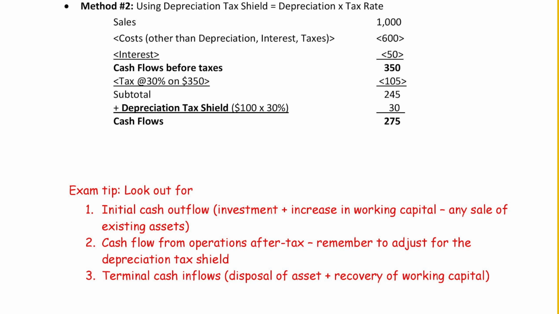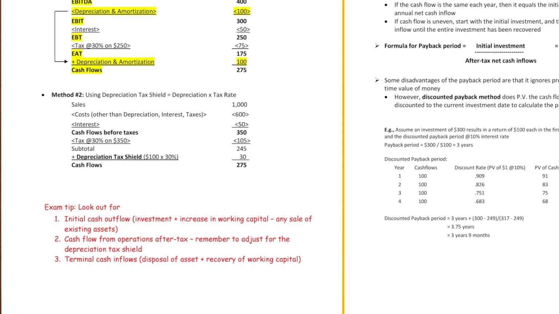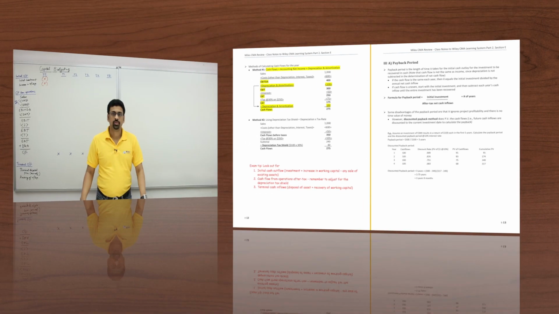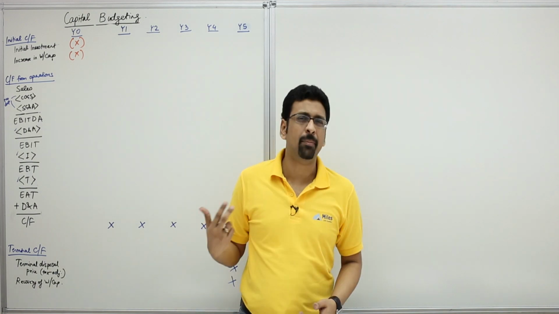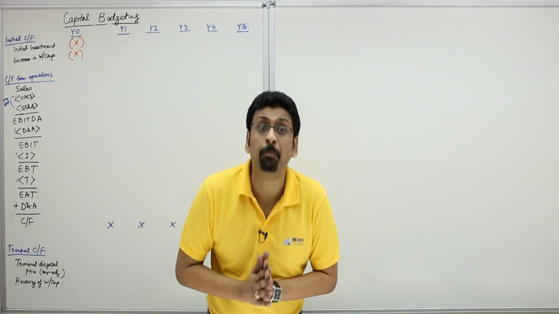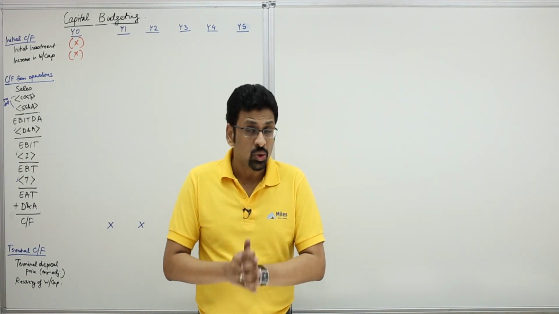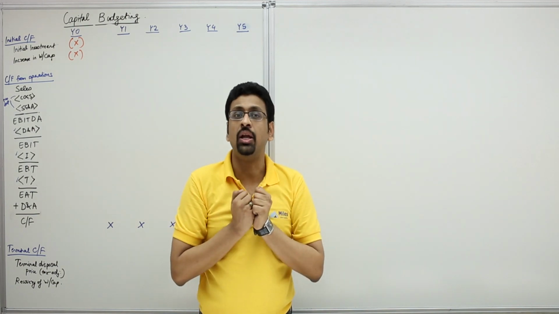So basically we're looking at the initial cash outflow, the cash inflows from operations during the life of the project, and the terminal cash inflows. We're going to be looking at 4 techniques of capital budgeting. And let's start with an easy one, a simple one, payback period. So this is the time to recover the initial investment.